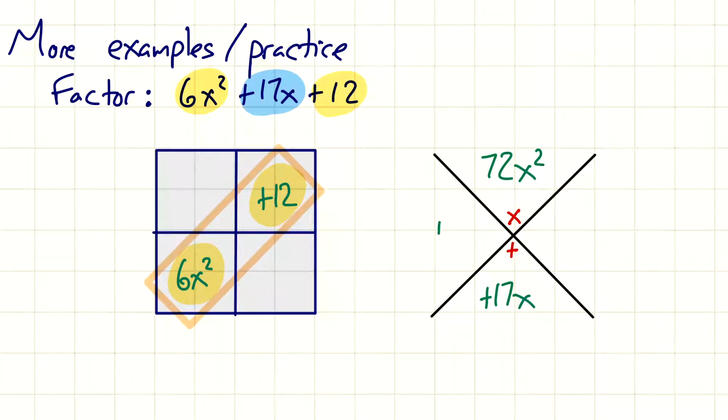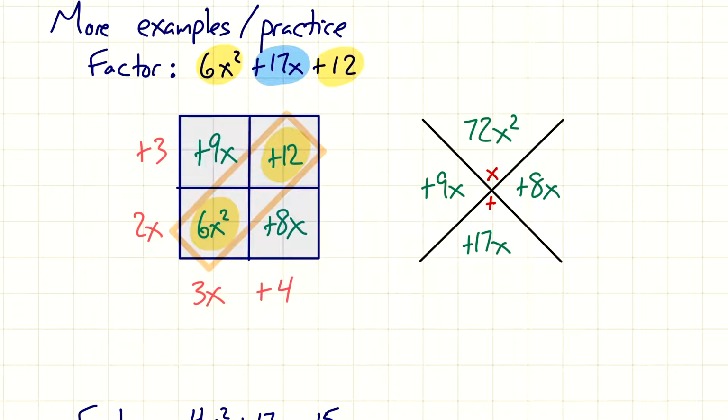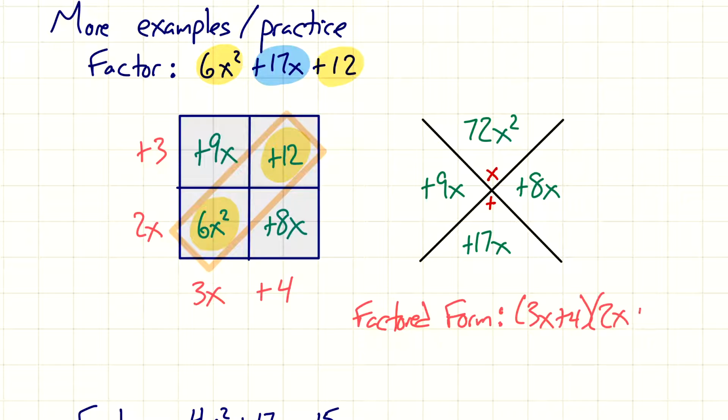So I'm going to put positive 9x and a positive 8x work for us. All right, so I'm just going to put those in, plus 9x, plus 8x, and then I can start filling in the outside. So this would be a 3x and a 2x, plus 4 and a plus 3. All right, so that means our factored form is 3x plus 4 times 2x plus 3.